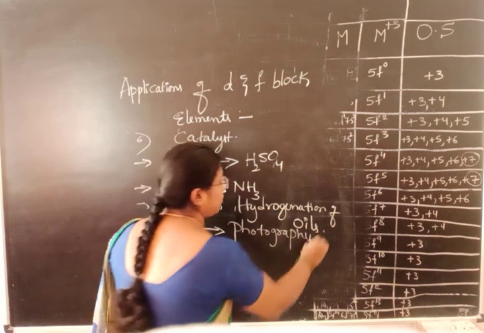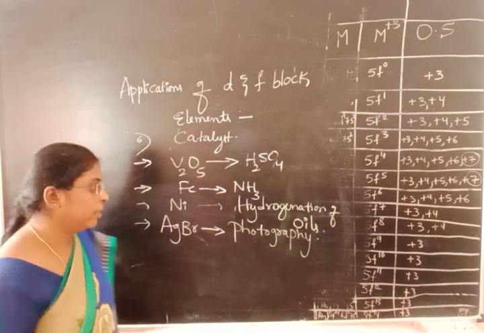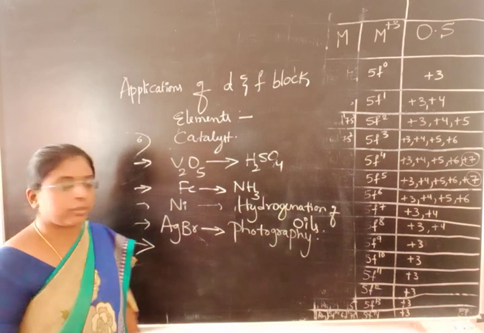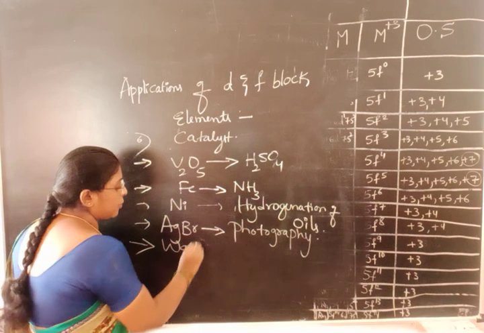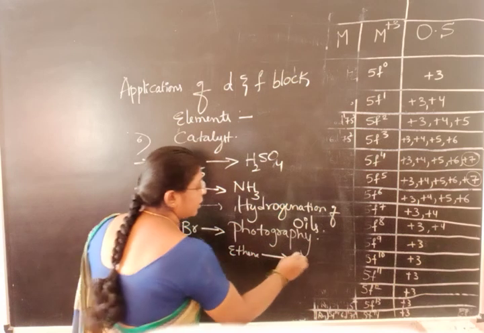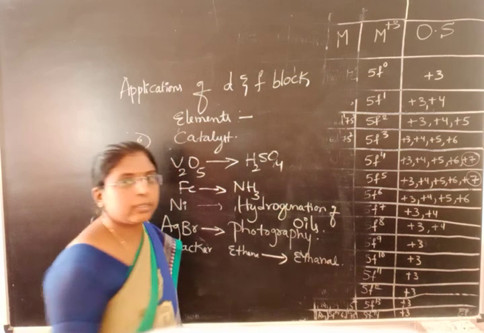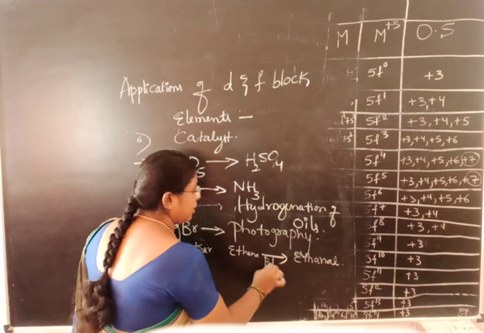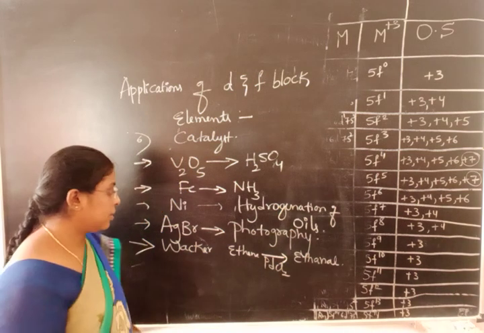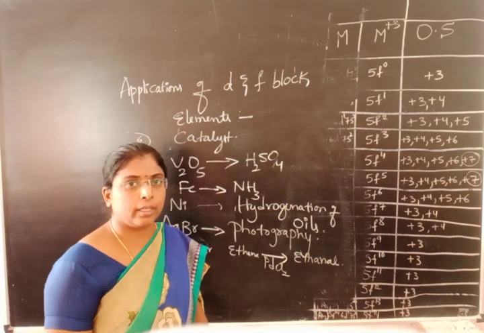These are very important in competitive exams. They ask, you have to remember these applications. In the Wacker process, ethene is converted into ethanol. In the conversion of ethene into ethanol, palladium chloride is used as a catalyst. Palladium belongs to the D block elements.